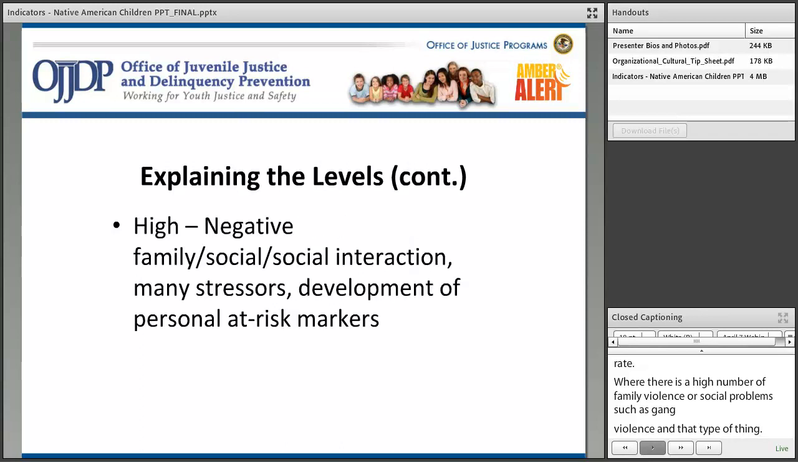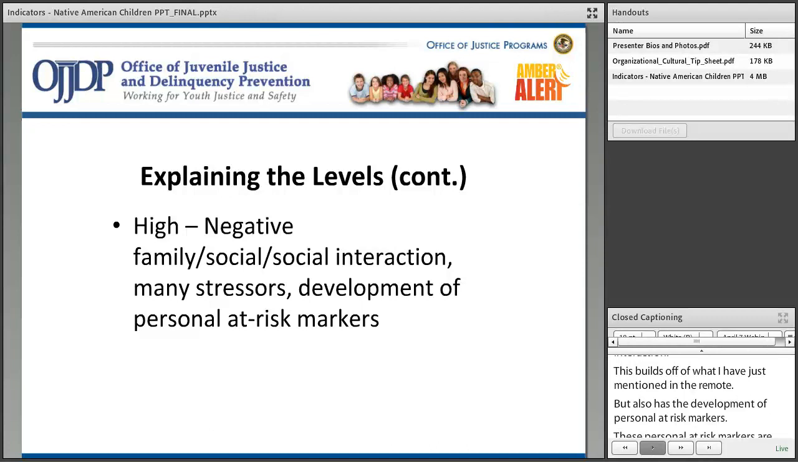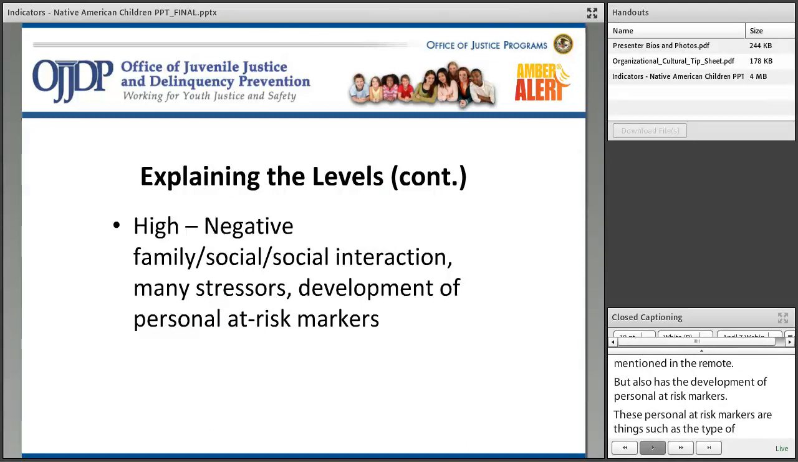And then the high negative family interactions. This builds off of what I just mentioned in the remote, but also has the development of personal at-risk markers. These personal at-risk markers are things such as the type of grades that a child or student is getting. For example, we have a lot of state testing going on right now because it's coming towards the end of the year. But if we have a high number of students that are failing or that are not coming the week of the test, or they're just not doing well as far as graduation rates in that county or city over a 5-year period, those are at-risk markers.